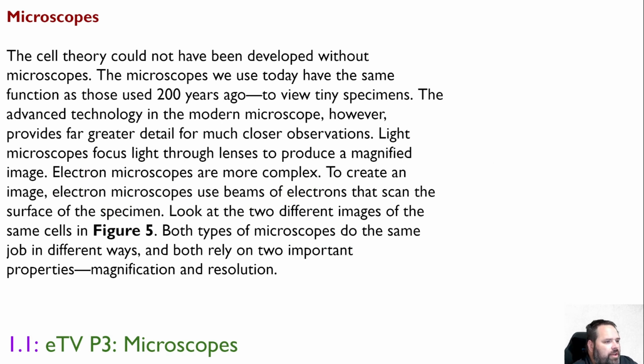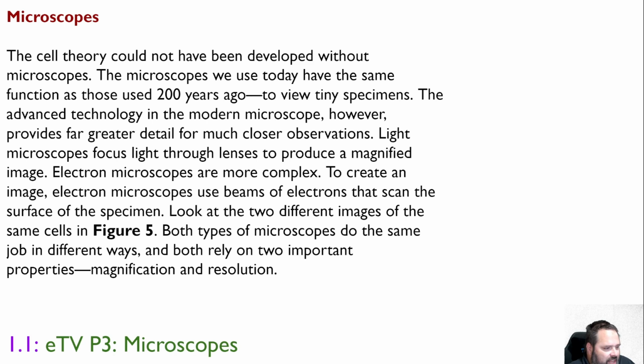Microscopes. Cell theory could not have been developed without the advancement of microscopes. The microscopes we use today have the same functions as those used almost 200 years ago, to view tiny specimens. The advanced technology in the modern microscope, however, provides far greater detail for much closer observations. Light microscopes focus light through the lens to produce a magnified image. Electron microscopes are much more complex. They create an image using beams of electrons that scan the surface of the specimen.